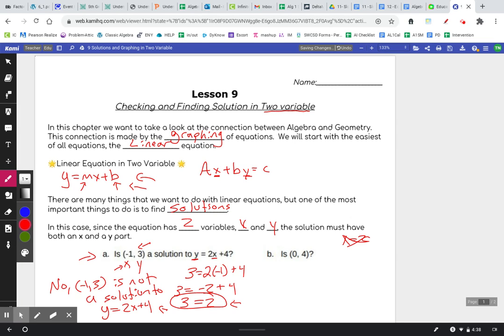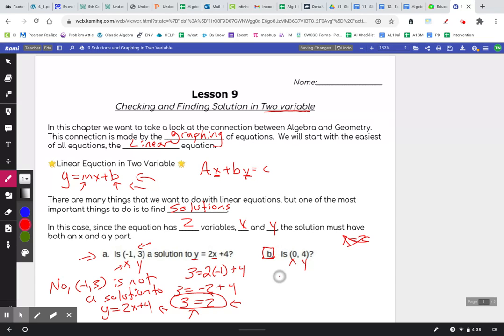It's not a solution. It doesn't fit because we get a statement that is not true. Okay, next, same equation. In B, it wants to know, is the point (0, 4) a solution? Well, again, we know this is x and this is y. Let's go ahead and plug them in and find out.